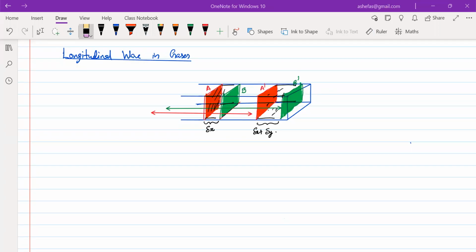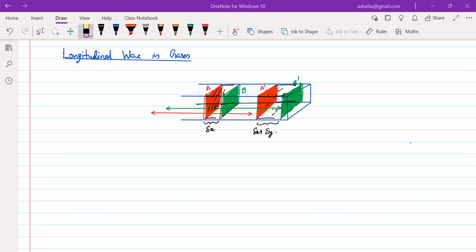Hi all, in the last class we have discussed the propagation of longitudinal wave in rod. So today we are going to discuss longitudinal wave in gases. So what we'll basically do is we'll derive the expression for propagation of longitudinal wave in gas, and finally we'll find out the expression for the speed of longitudinal wave in gas.